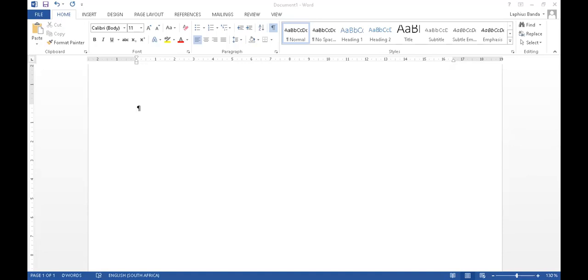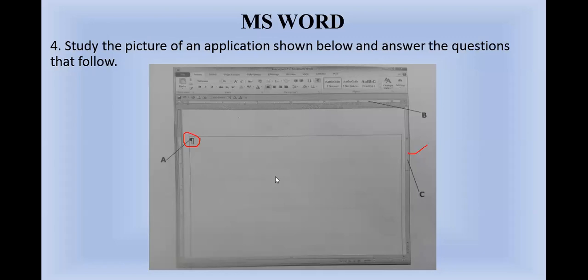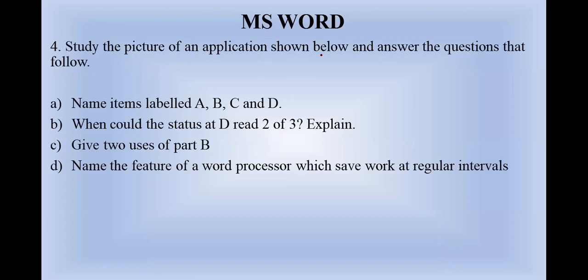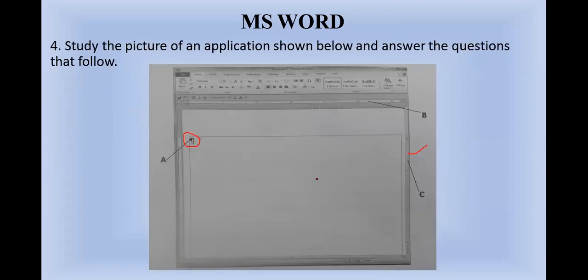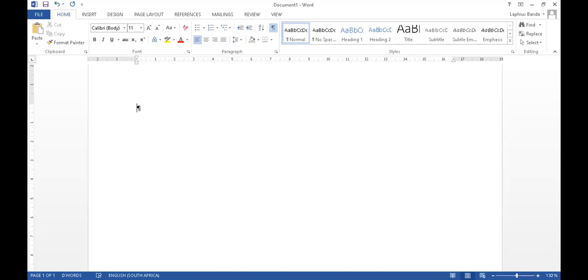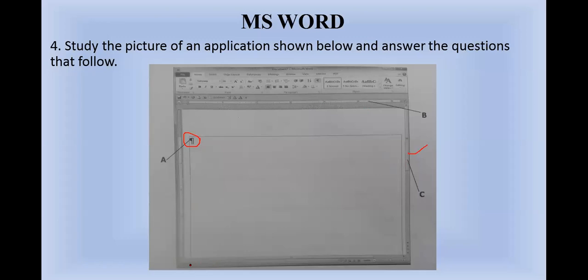If we go back down to view the choices given, they're saying study the picture of an application shown below and answer the questions that follow. So the picture we've just been seeing, the question is, name items labeled A, B, C, and D. So let's go back. Unfortunately, D is here, and D, I didn't capture it, but using Microsoft Word, when they say D, they are pointing at this region here, page 1 of 1, 0 words. So this is the region, they're saying it is D. This is A. Then we've got B there, and we've got C there.